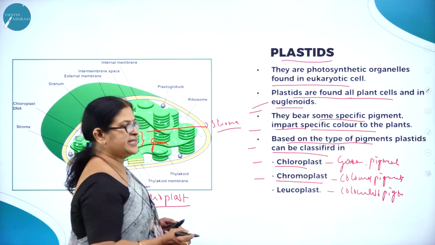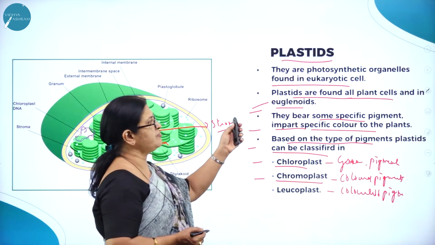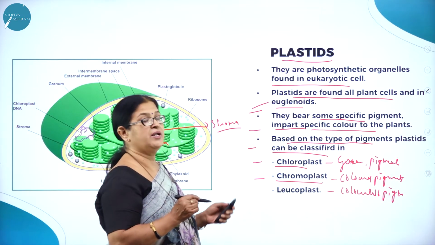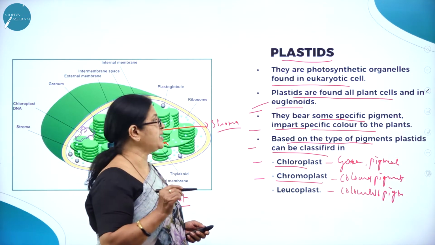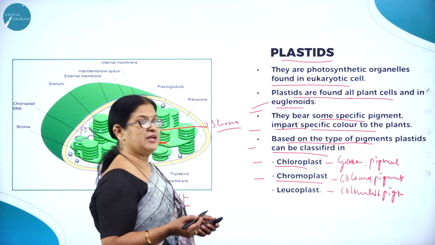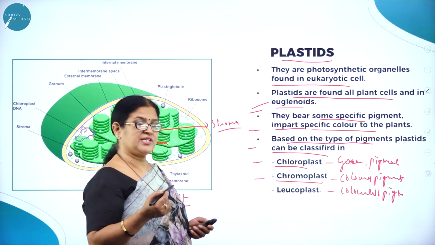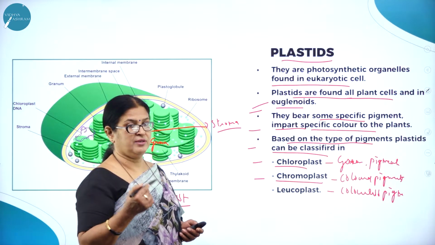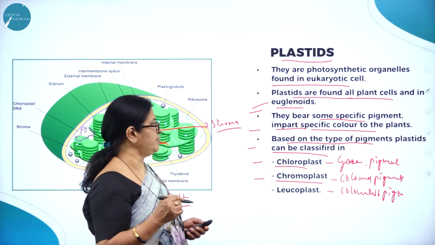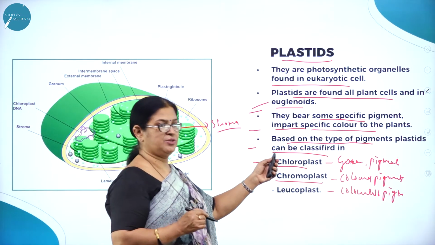So what are plastids? They are photosynthetic organelles found in eukaryotic cell. Plastids are found in all plant cells and in some euglenoid. They bear some specific pigment which is going to impart that specific color to the plants. It might be chloroplast, it might be chromoplast, right? Like xanthophyll, phycocyanin, then fucocyanin, then we have this carotene, right? Based on the type of the pigment present, they are going to impart specific color to the plants.